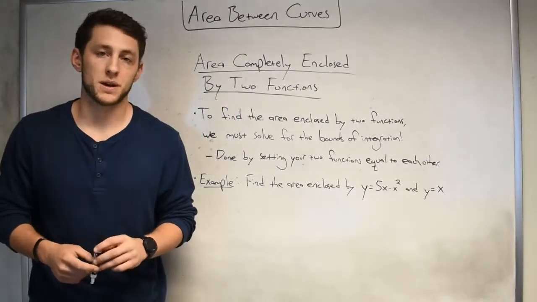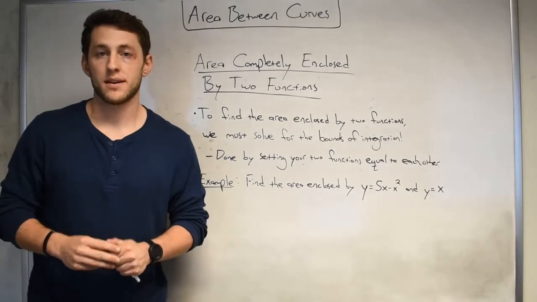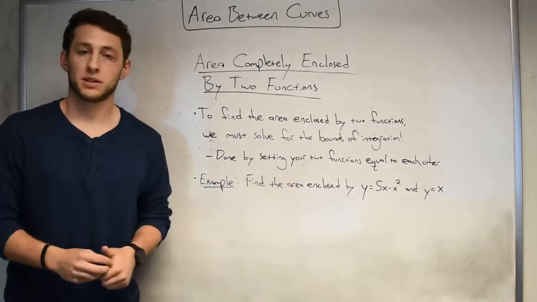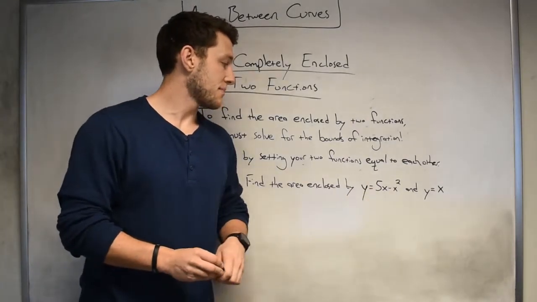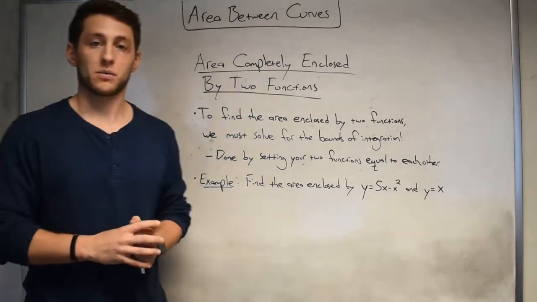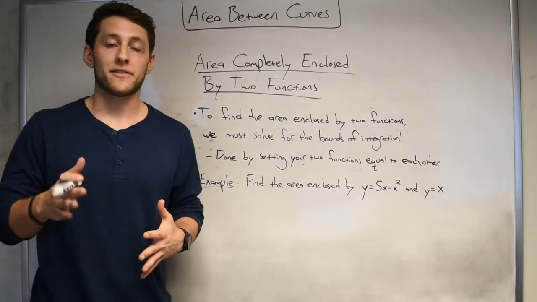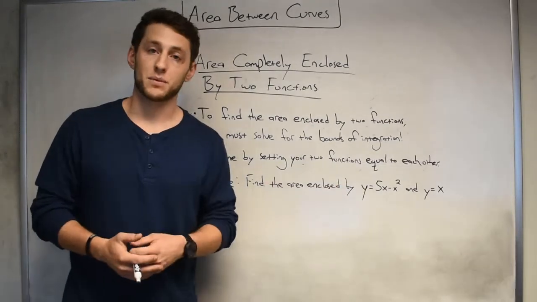Now let's tackle the situation of finding the area enclosed completely by two functions. Let's consider the example as just an idea of how these problems will look. Find the area enclosed by the functions y equals 5x minus x squared and y equals x. Well, in this case, it turns out that we don't have our left and right endpoints given, along with the problem of figuring out which is top and which is bottom.